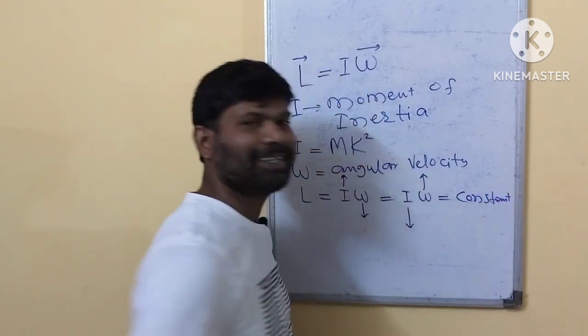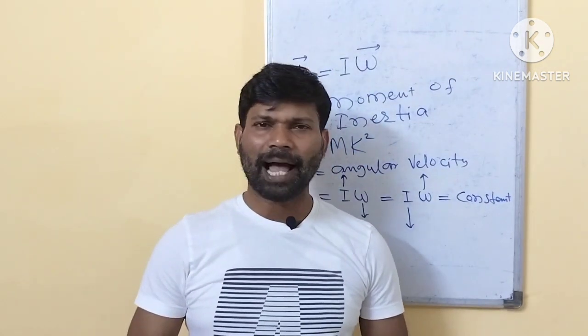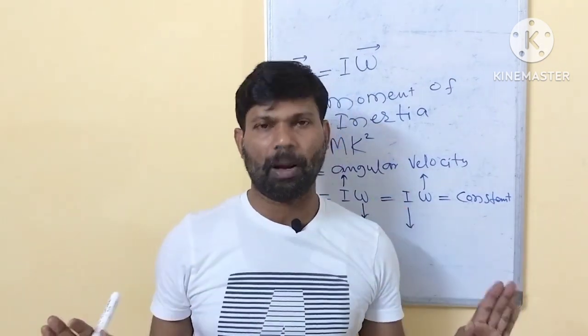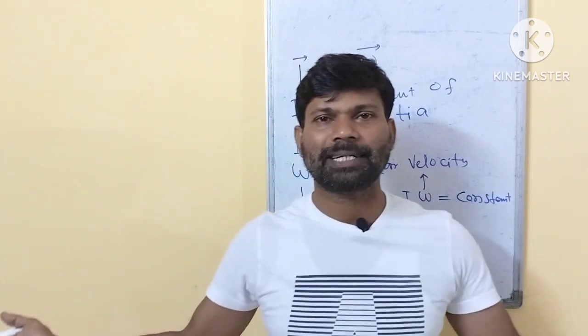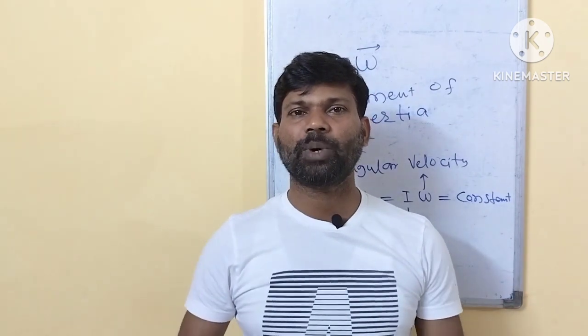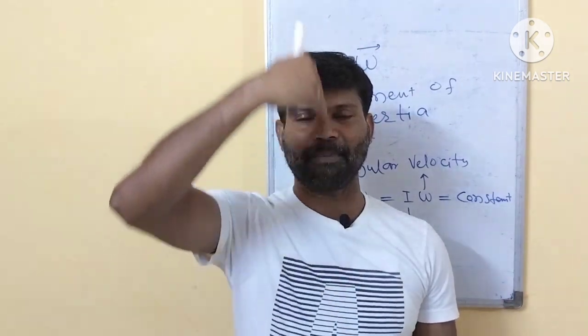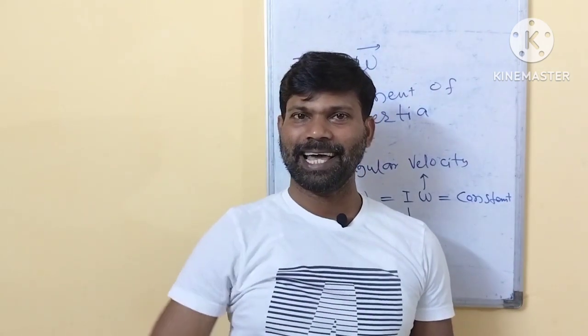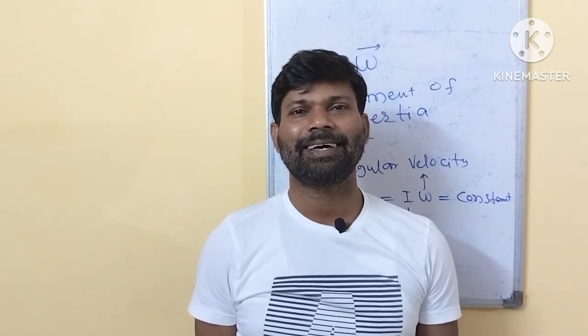What is I? You know already: moment of inertia of any object. Suppose I am an object. What is the moment of inertia of my body with respect to one axis passing through exactly the middle of my body? So this is one axis. About this axis, you calculate the moment of inertia of my body. This is I1.